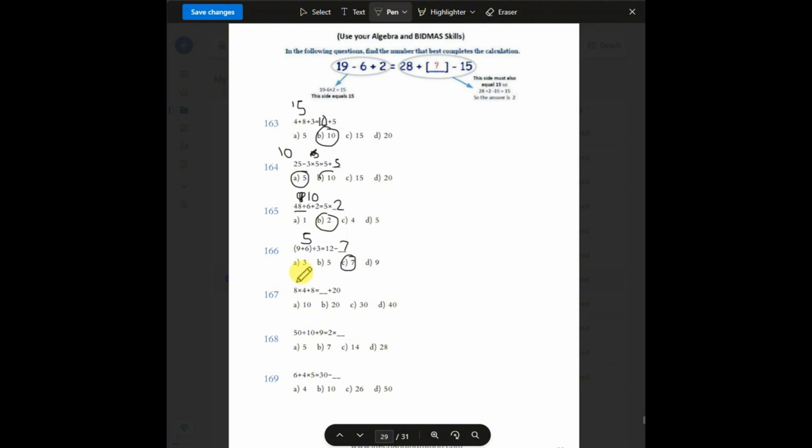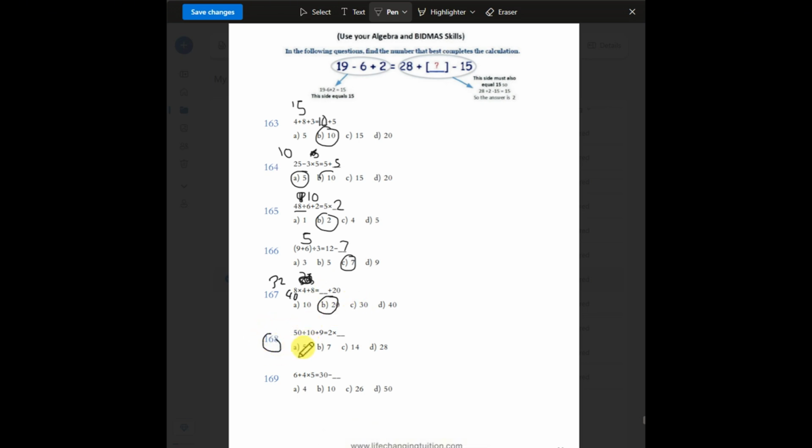8 times 4 is 28. And you add the 8 to that, that's going to be 35. What do I have to add to 20 to make 35? Oh, I might have made a mistake there. So 8 times 4 is 32, sorry. My mistake. 8 times 4 is 32. Add the 8 is going to be 40. So what do I have to add to 20 to make 40? I have to add 20 to it.